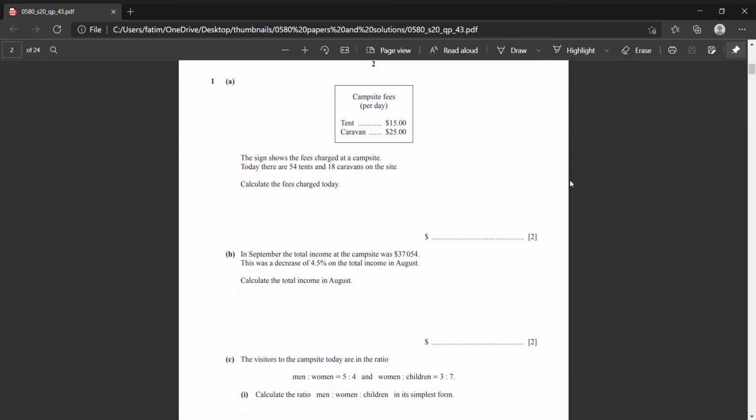Hi everyone, so today I'll be doing the IGCSE Maths paper code 0580 for summer 20 question paper 43, and I'll get straight into it.